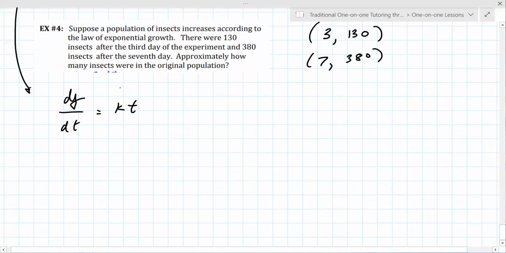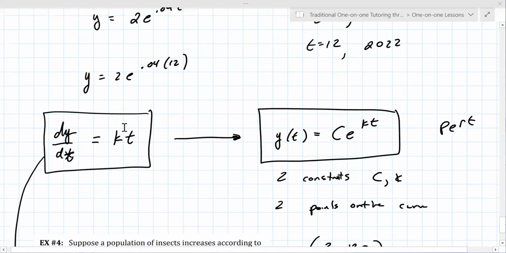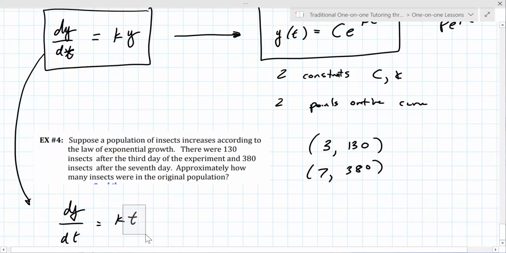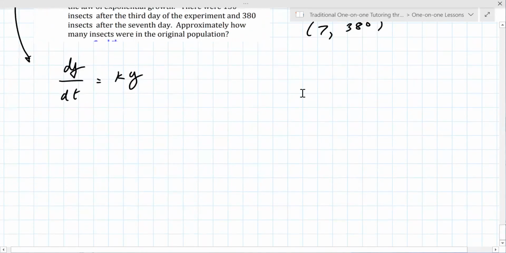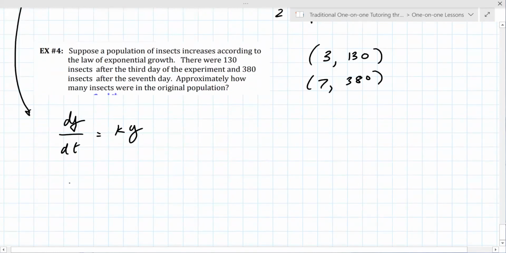So it's a separable differential equation. Sorry, I put the wrong variable in here. It's y, not t. Same thing here. Okay, now it's correct. So we have the integral of dy over y equals the integral of k dt.